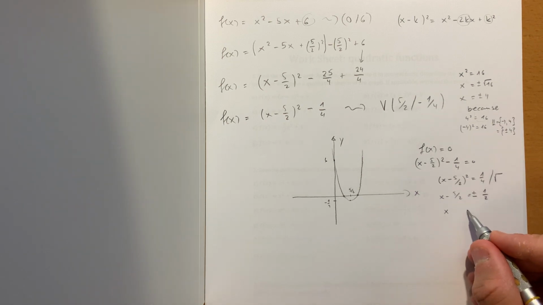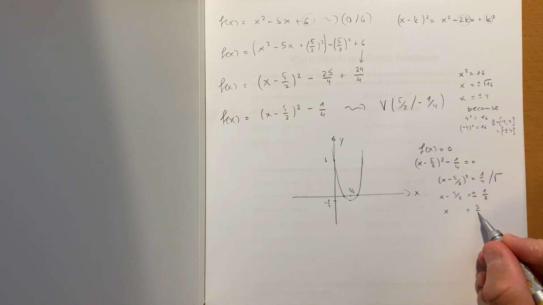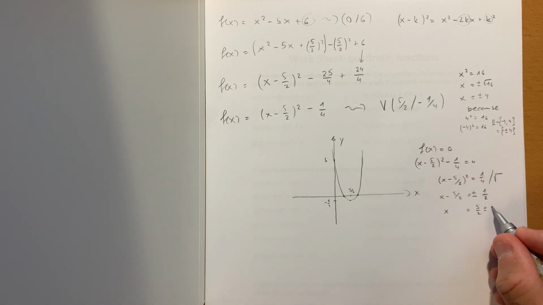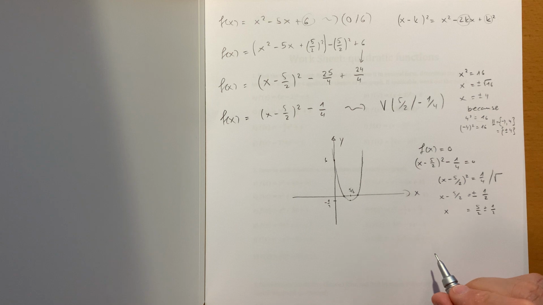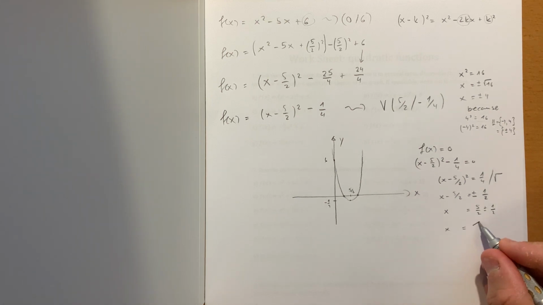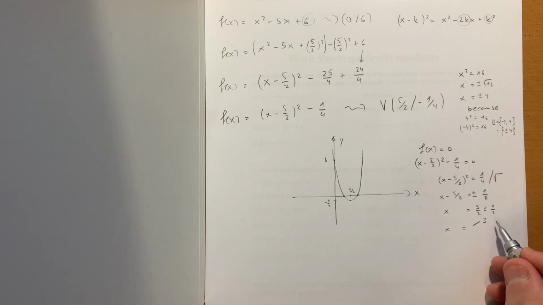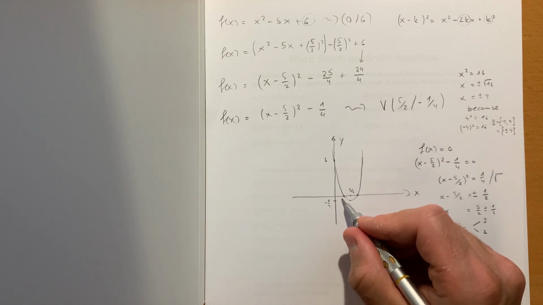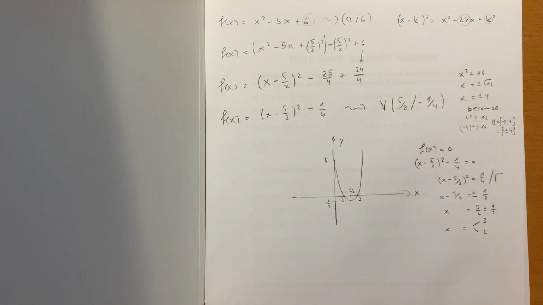Now, x is 5 halves. We're going to add 5 halves on both sides, plus or minus a half. Now we're going to get the zeros. 5 halves plus 1 half, that's 3. 5 halves minus 1 half, that's 2. So apparently, the zeros are here at 2 and 3.